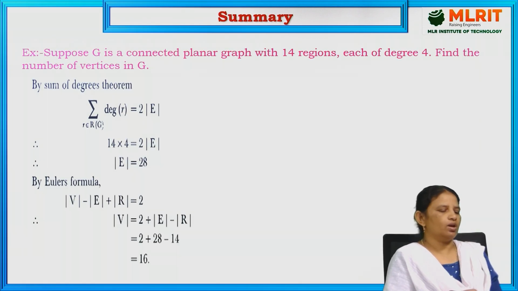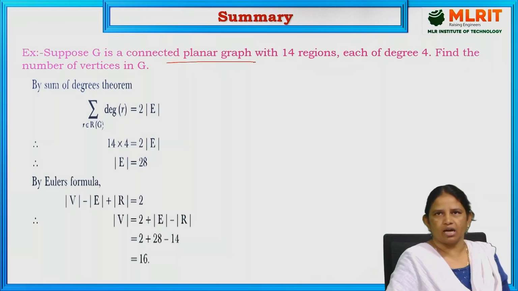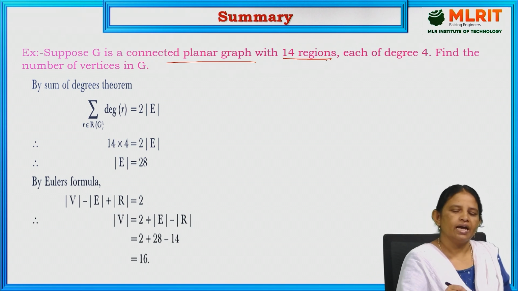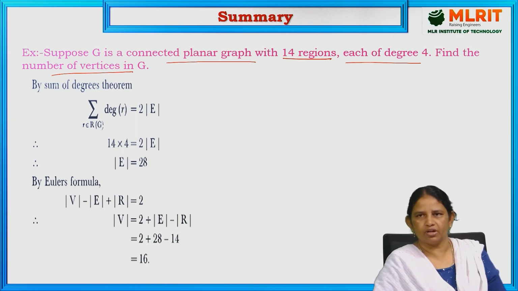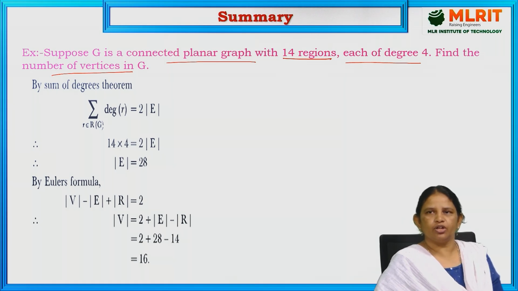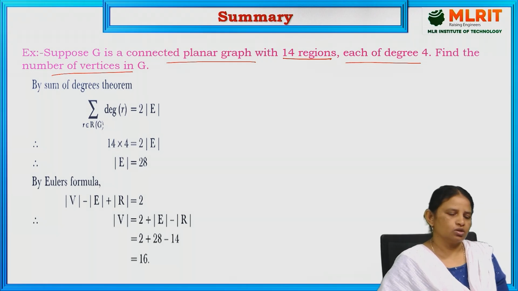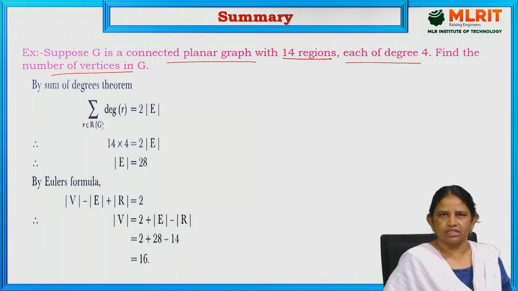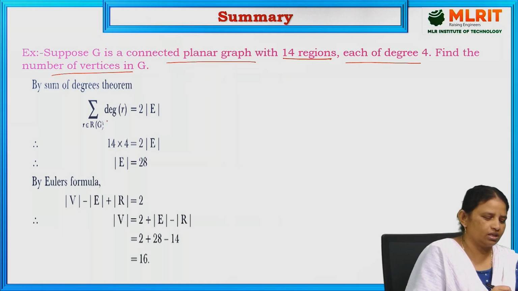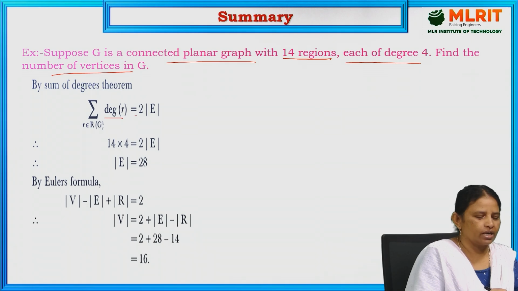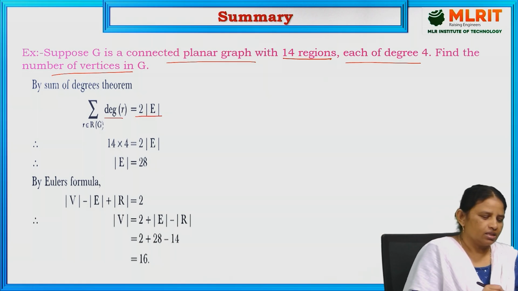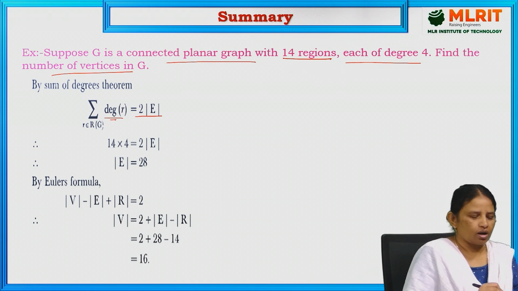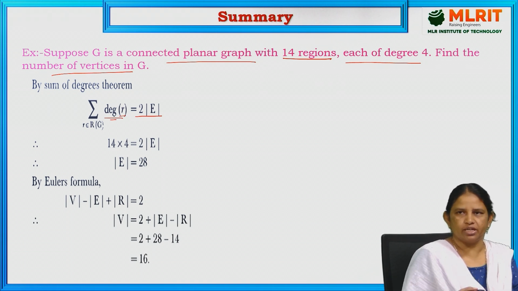Considering one more example, suppose G is a connected planar graph with 14 regions, each of degree 4. Find the number of vertices. In the previous example we found the number of regions; now we need to find the number of edges first. If the edges are not given, we can easily find them by using the sum of the degrees theorem. The sum of degrees of regions equals 2 times the number of edges, where R is nothing but regions. That is, 14 regions are present.